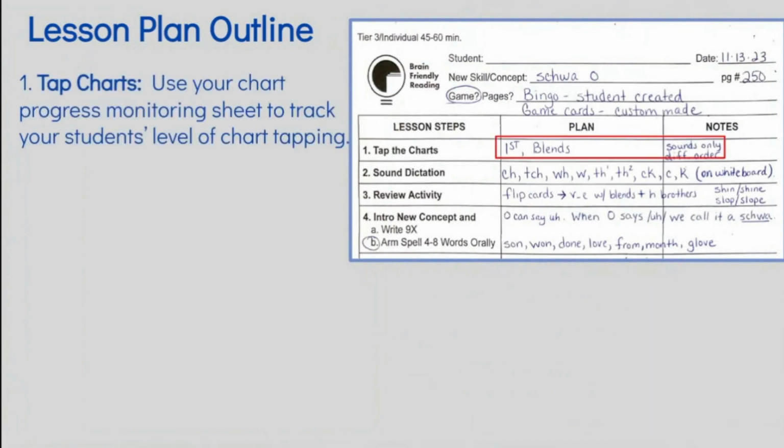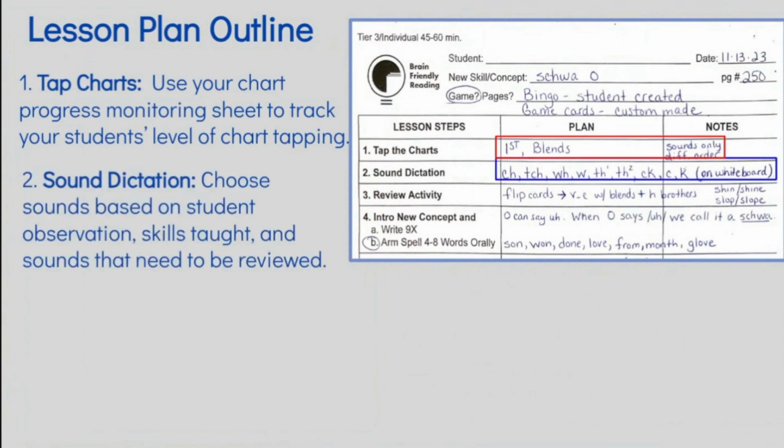We start by tapping the charts. Use your chart progress monitoring sheet to track your students' level of chart tapping. In this plan, students will tap the first and blends charts, sounds only, out of order. Next is sound dictation. Choose sounds based on student observation, skills taught, and sounds that need to be reviewed. In this plan, I have chosen sounds from the blends chart that we have previously practiced, as well as sounds from older lessons.